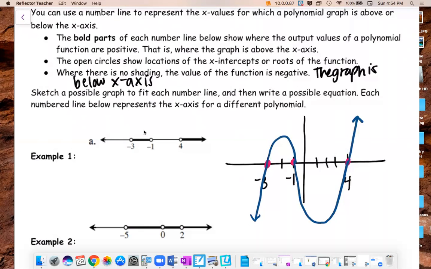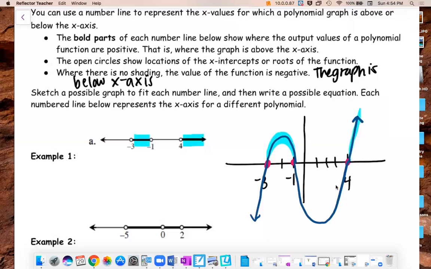So really, let's just talk through that again. So from -3 to 1, these are your bold parts. So that means that these parts of my polynomial are above this x-axis. Okay? And then the unshaded parts or the unbold parts are the ones that are below my x-axis. All right, then the last thing you have to do is just write an equation.